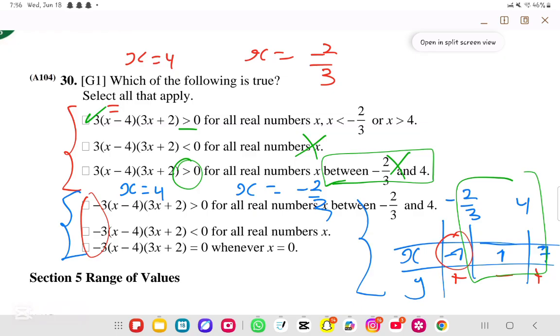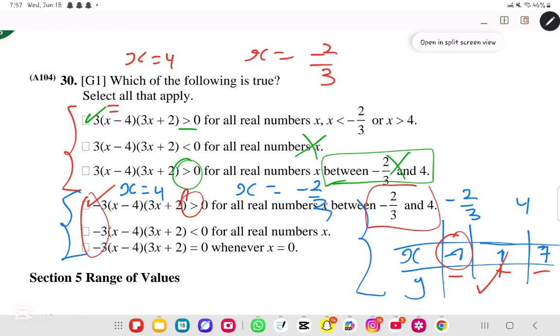Okay, and you will get a negative answer. So instead of the same signs, they will have different signs now. So it will have a negative answer. Instead of minus 1, if you put 1, you will get a positive answer. And instead of 1, if you put 7, you will get a negative answer. So you will know that it's positive for all real numbers between minus 2 over 3 and 4.